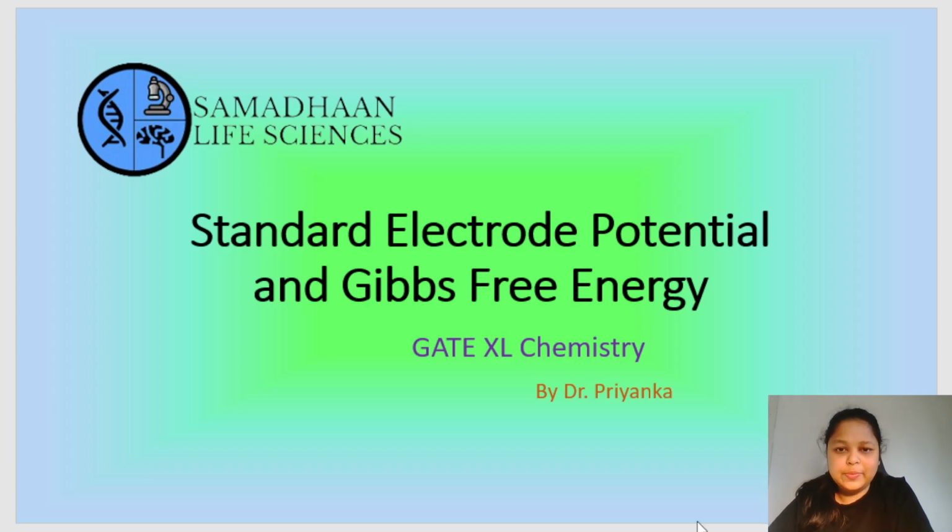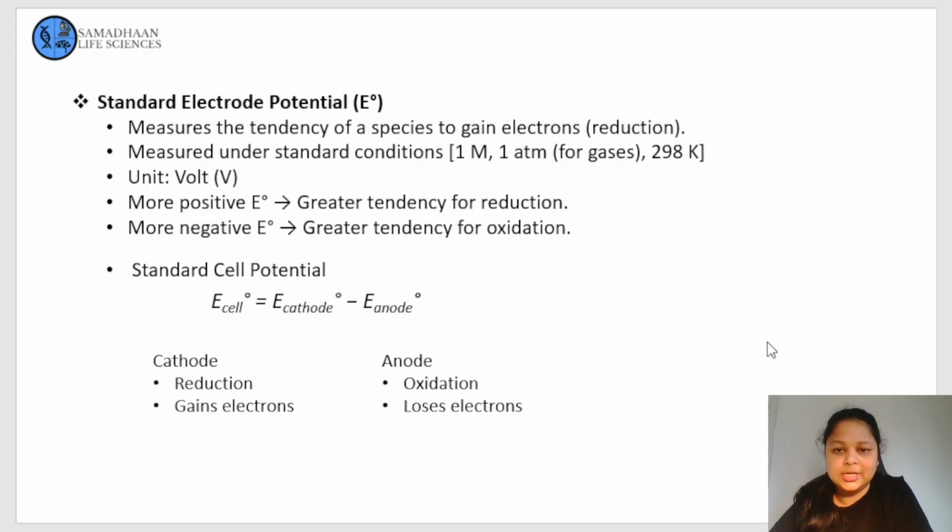In today's video, we will discuss one important thermodynamic property in electrochemistry, the relationship between standard electrode potential and Gibbs free energy. So before going to the equation, let's understand the standard electrode potential. This is a measure of the tendency of a chemical species to undergo reduction, or to gain electrons. And this is measured under standard conditions, for example 1 molar concentration for aqueous species, 1 atmospheric pressure for gases, and at 298 Kelvin temperature.